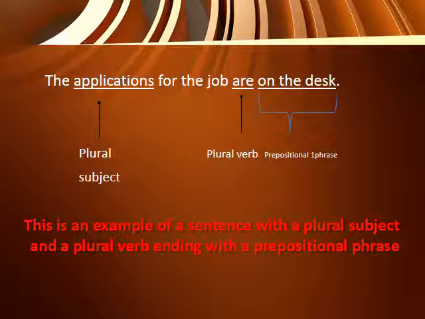Here is an example where we have a sentence: the applications for the job are on the desk. If somebody were to say to you, okay, great, look at this sentence, where is the subject? If somebody were to say the subject is desk, no, this is an example of where desk is the object of the preposition on. And as you can see by my little swirly line there, on the desk is the prepositional phrase.